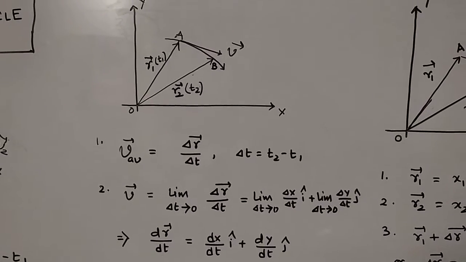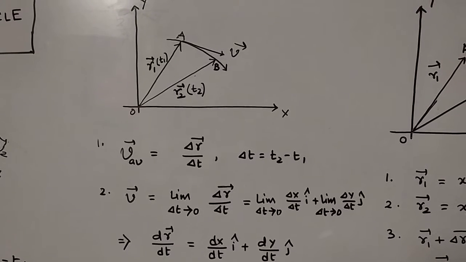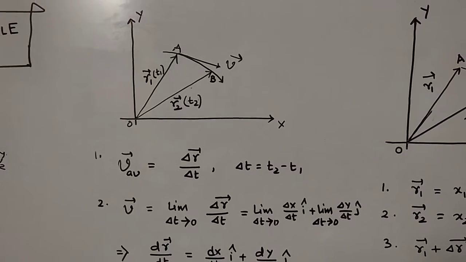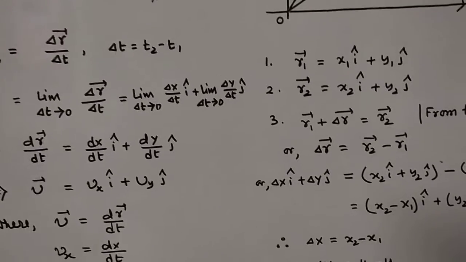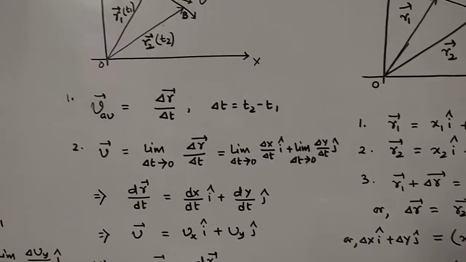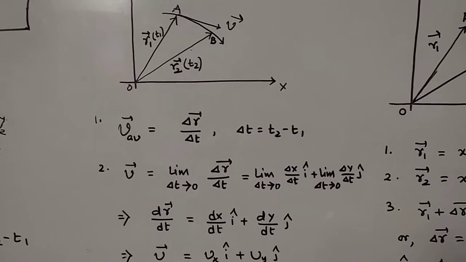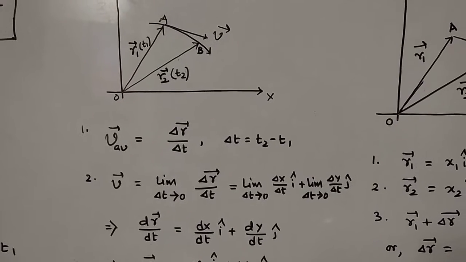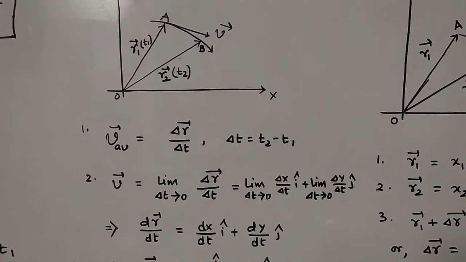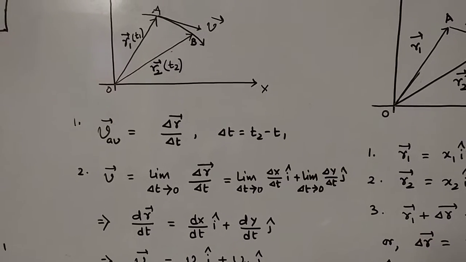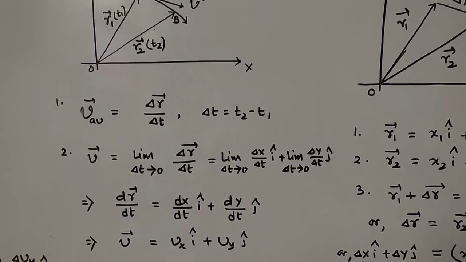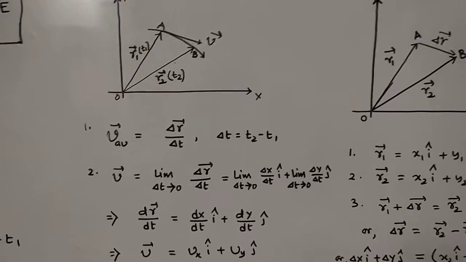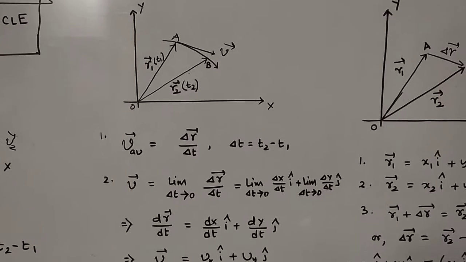So limit delta t tends to 0 gives v vector equal to del r vector by del t. You can split this in terms of components. Del r vector is nothing but delta x i cap plus delta y j cap. So delta x by delta t i cap, limit delta t tends to 0, plus delta y by delta t j cap. You have already discussed the instantaneous velocity part. So you can write dr/dt equal to dx/dt i cap plus dy/dt j cap. So dr vector/dt is nothing but the instantaneous velocity, the velocity at an instant of time t1 you can consider.